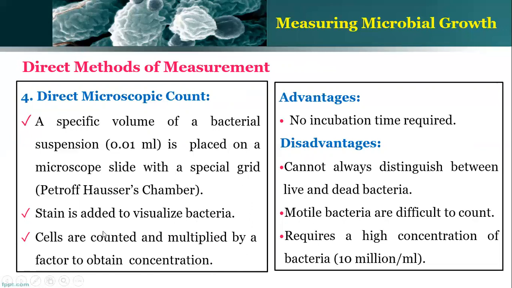Whatever cells are counted under the microscope are multiplied by a factor to obtain the concentration of bacterial cells present in the sample. The advantage of this method is that no incubation time is required for this direct method of measurement. The disadvantages are that you cannot distinguish between live and dead bacteria, and motile bacteria are difficult to count by direct microscopic count. As they are motile, they will be moving, so you cannot count the bacteria properly. It also requires a high concentration of the bacterial sample, that is, 10 million cells per ml.